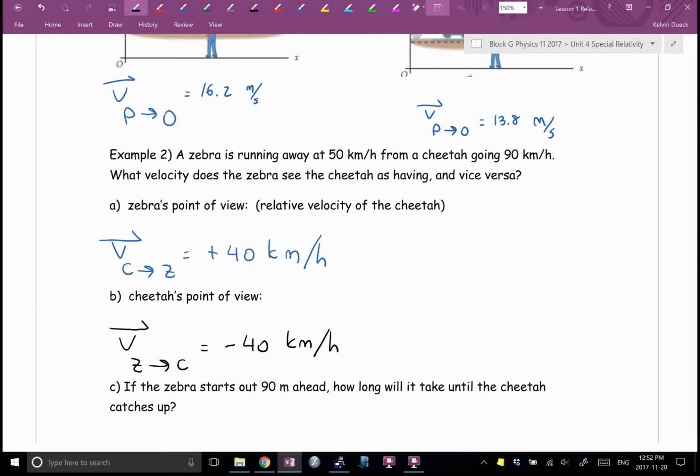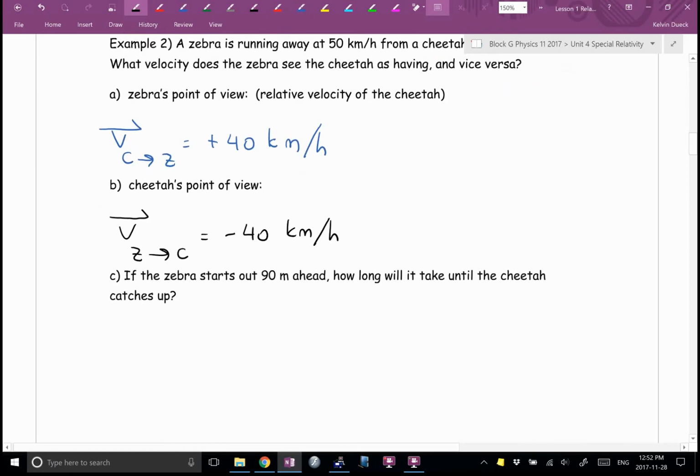Now let's start to apply this and do some physics. So, Justin, if there are two objects, the rule is going to be we're going to use the relative speed, the relative velocity. But I got to be honest, very, very rarely will you need to worry about negative or positive. So I've talked about negative and positive just to help you kind of imagine what the relative velocities would be. But C says this: if the zebra starts out 90 meters ahead, how long will it take until the cheetah catches up? What's this question asking me to find?